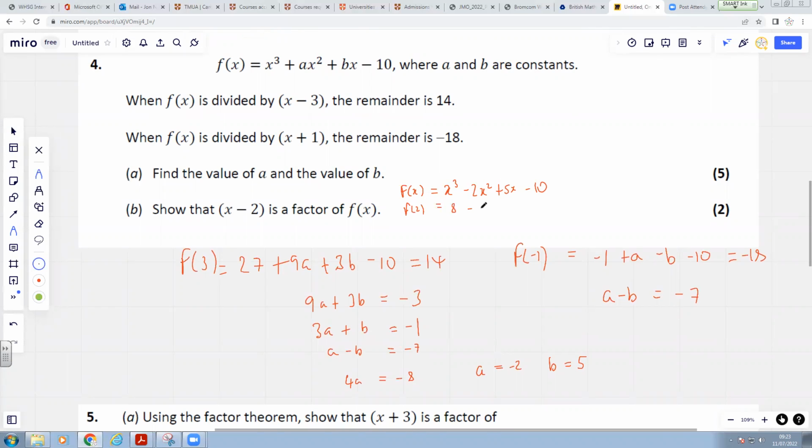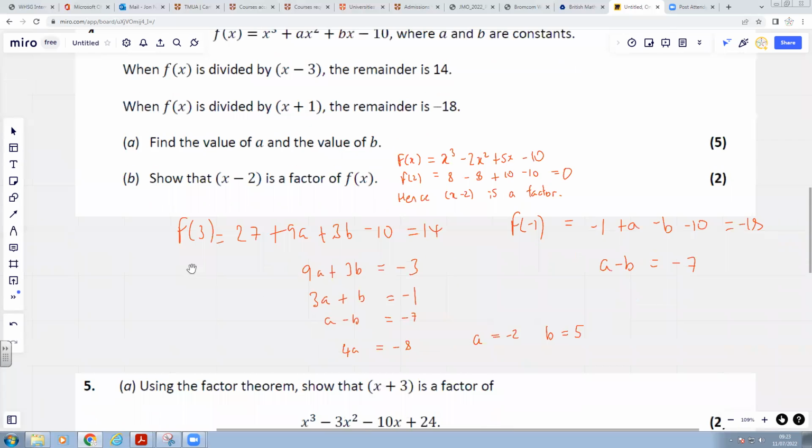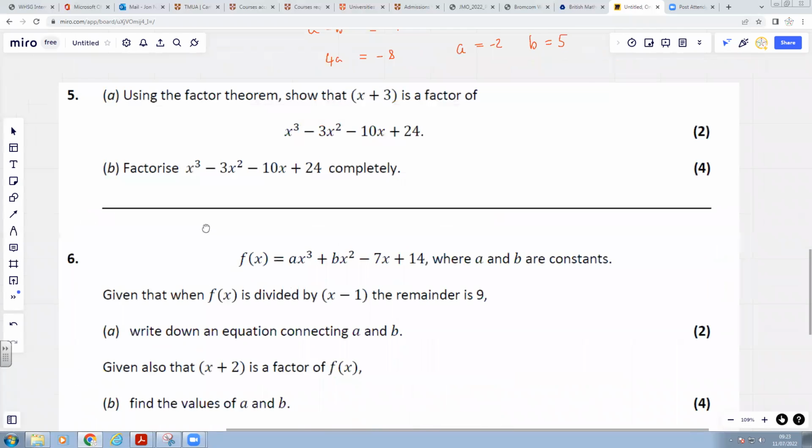We get 8 minus 8 plus 10 minus 10. Well, those two terms cancel and these two terms cancel. That equals 0. Now, you must write this down at the end. Hence, x minus 2 is a factor. Yeah, you don't write that down, you lose a mark. So write down a little concluding remark. Remember, maths is communication. You want full marks in the maths exam, you have to communicate clearly.